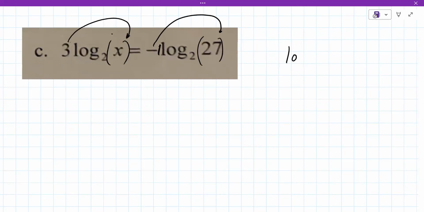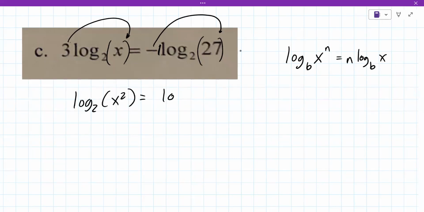exponent. You sometimes see it written like this: log base b of x to the n equals n log base b of x. Basically that exponent goes in front, or when it's in front, it can go up to the exponent. So it becomes log base 2 of x squared, log base 2 of 27 to the -1 power, like that. That's a little bit awkward, so you might prefer to rewrite it as 1 over 27.